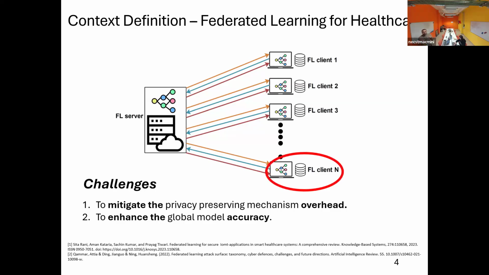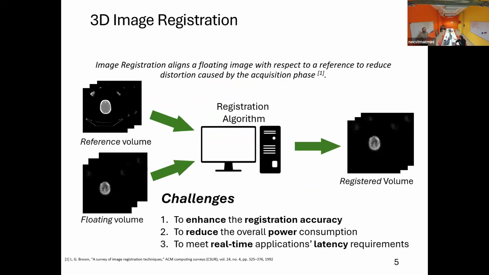In particular, in my context, I focus on an application about 3D image registration, which essentially consists of aligning a 3D floating volume with respect to a reference in order to correct misalignment, which is generally caused during the acquisition phase. This task actually has three main challenges: the accuracy of the overall registration, the latency, as we have to consider the task as a crucial task, for example, in robotic surgery. So latency constraints are demanding. And also we want to achieve the lowest power consumption.